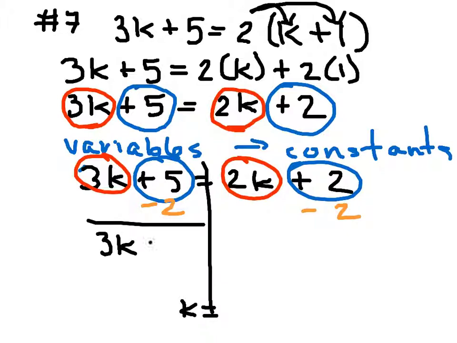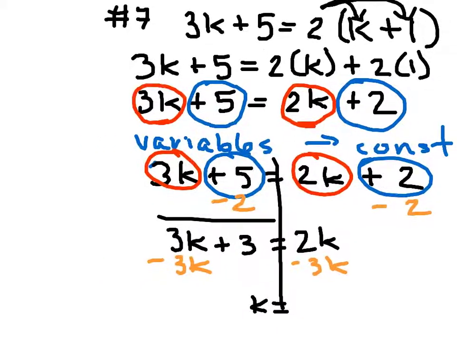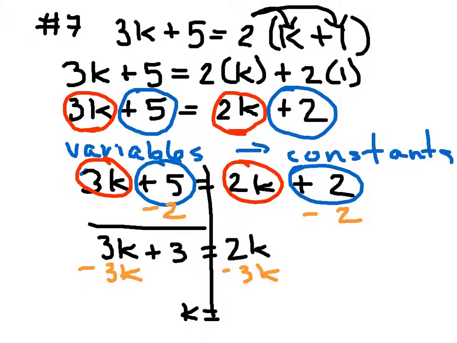So when we do that, this side gives us 3k plus 3 is equal to 2k. All right, so now let's subtract 3k from both sides of the equation. So we're going to subtract 3k from both sides. I'm going to run out of room again. Oh, come on back. What did I do? Come back, come back. Okay. So here I'm going to end up with 3, and on this side I'm going to end up with negative 1k. So let's go ahead and get a new screen.